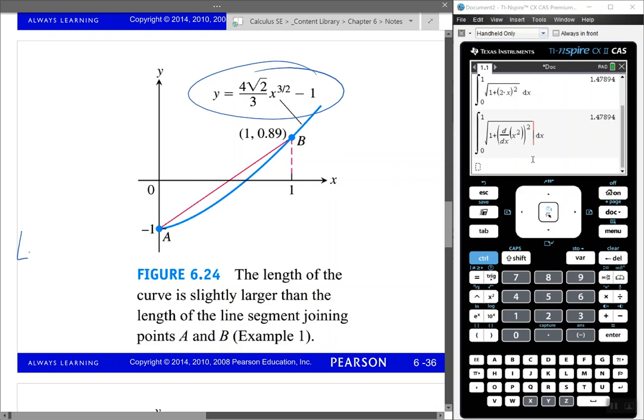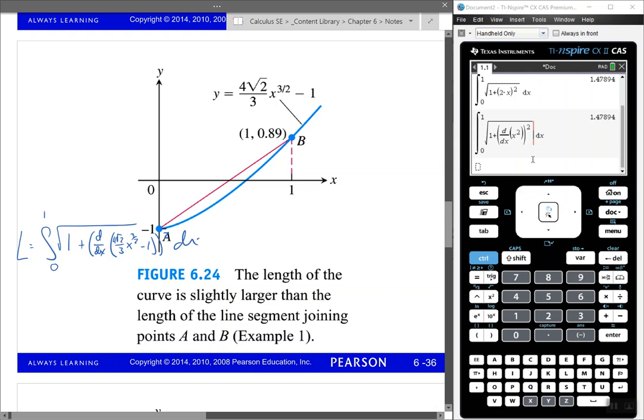So our length is the integral. We are on the x values, so from 0 to 1, of the square root of 1 plus the derivative. So again, I'm just going to write d/dx. I'm not going to try to take that derivative by hand. Could I? Sure. Do I want to? No. So d/dx of (4 root 2 over 3, x to the 3 halves, minus 1), quantity squared, dx.